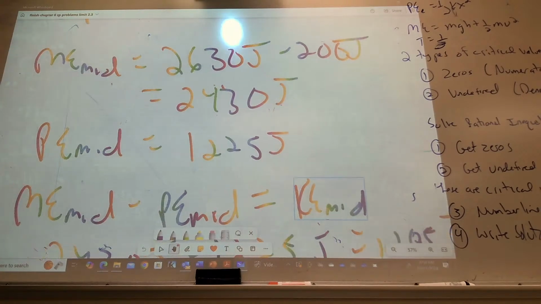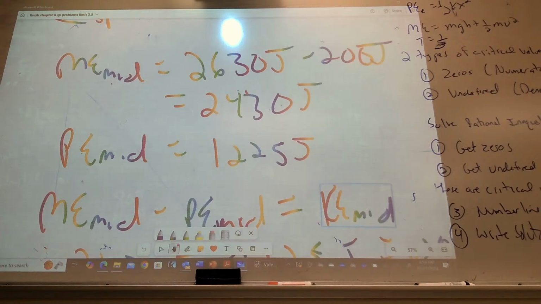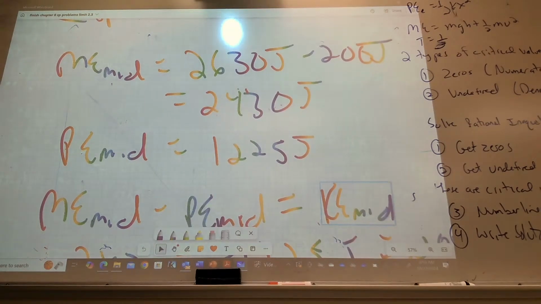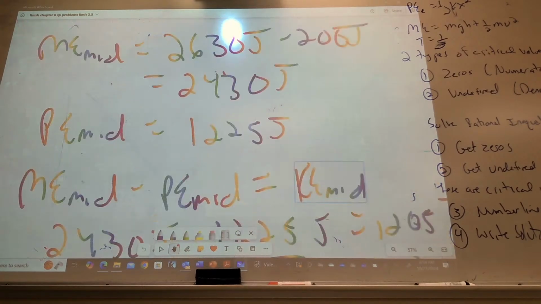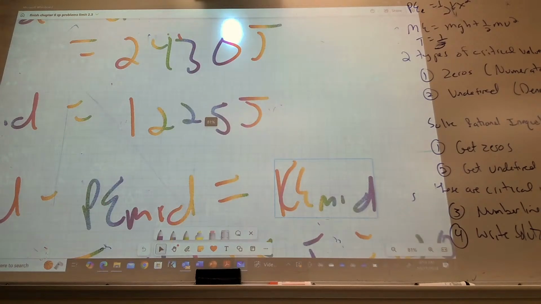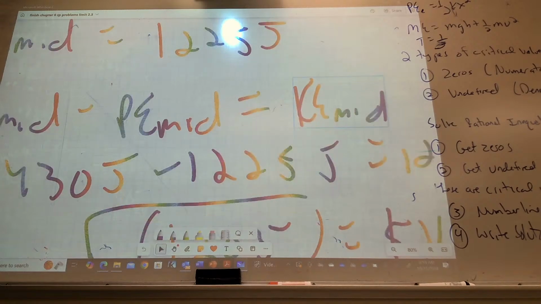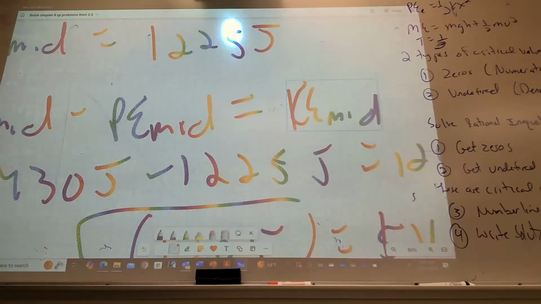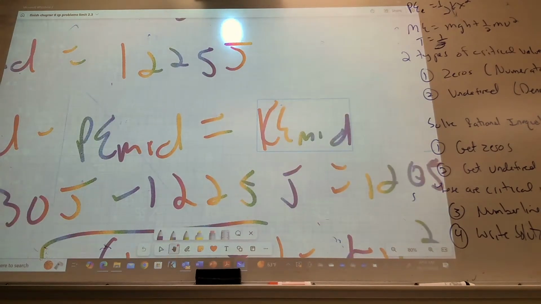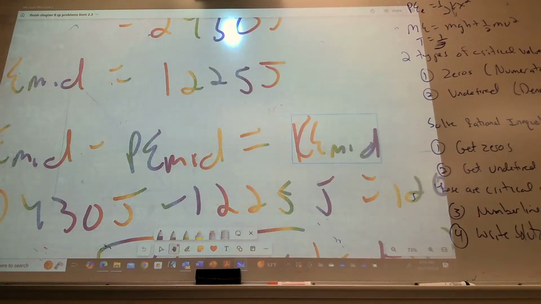See what the speed in the middle is? Yes, speed in the middle and at the bottom. Connor, did you get the kinetic energy in the middle? 1200. Good, so we have 2,430 minus the 1,225. So we get 1,205 joules, and you set that equal to 1/2 mv squared to get your speed in the middle.